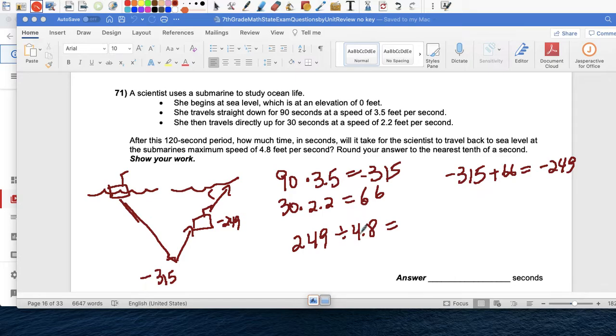It is going to take her 51. Calculator says 51.875. It says round to nearest tenth of a second. So 51.9 seconds. Okay, interesting problem.